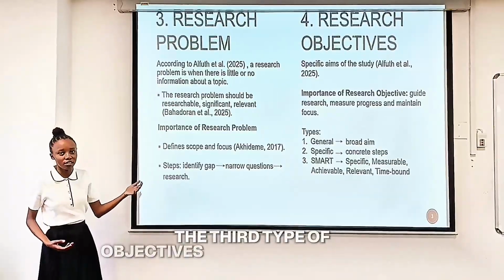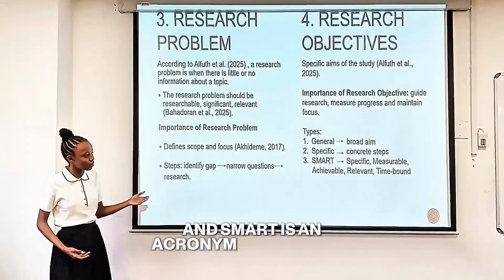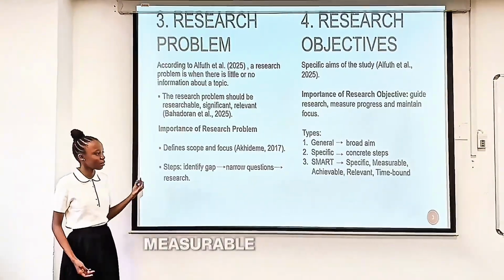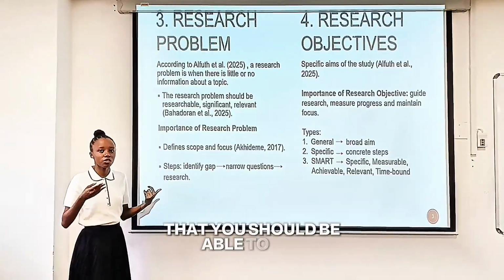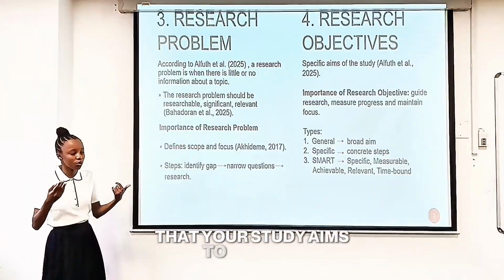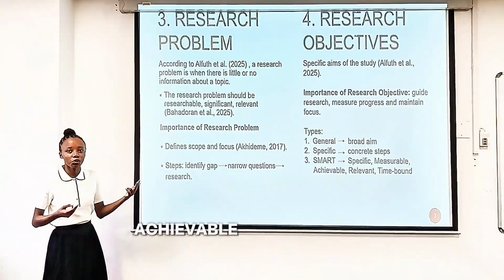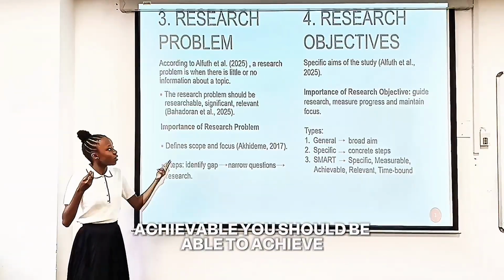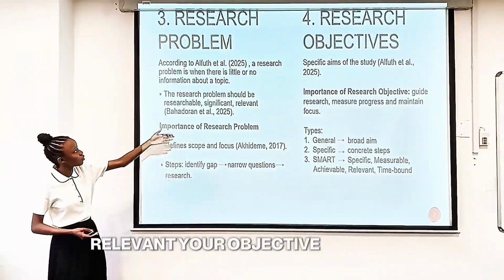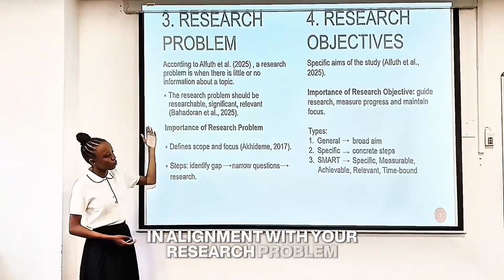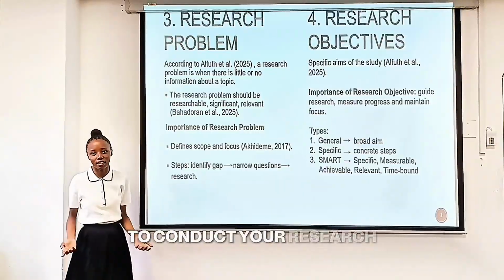The third type of objectives are SMART objectives. And SMART is an acronym that stands for specific, measurable, achievable, relevant, and time-bound. Specific, meaning that you should be able to set clear objectives that your study aims to achieve. Measurable, you should be able to quantify your objectives. Achievable, you should be able to conduct your research with the resources you have. Relevant, your objective should be in alignment with your research problem. And time-bound, you should be able to measure the amount of time that you are going to take to conduct your research. Thank you.